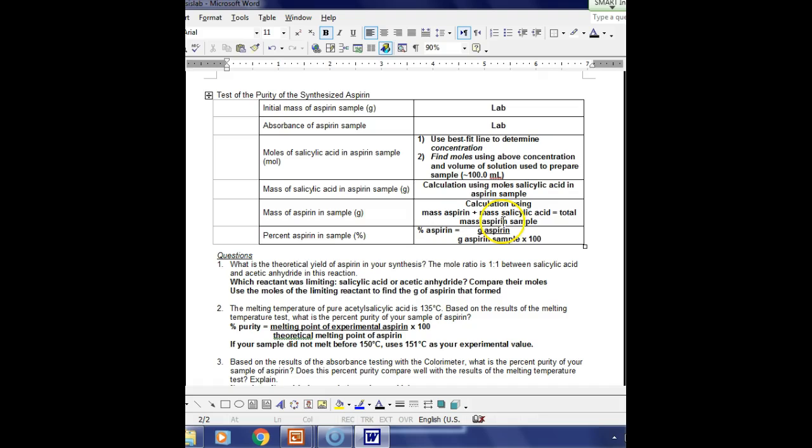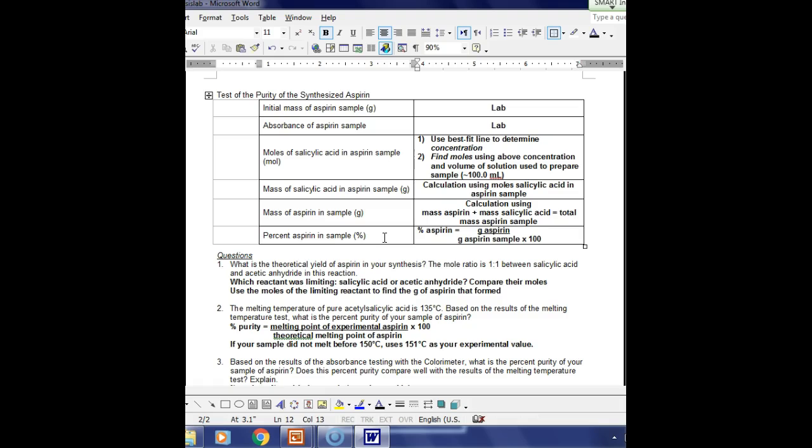So together they make up the mass of your aspirin sample. If you know the mass of the salicylic acid from this row, you should be able to use the mass of the aspirin sample that you measured back in part 1 to figure out how much aspirin was actually present in your sample. And based on your melting points, it seems like some of you got some pretty good results with that. Others of you might not find that you had as much aspirin present as you thought.